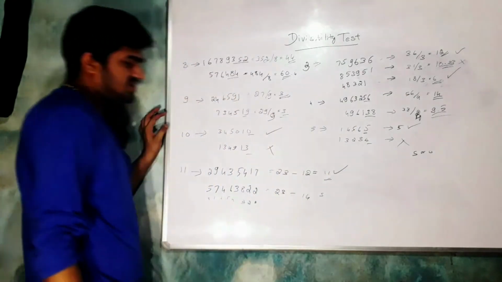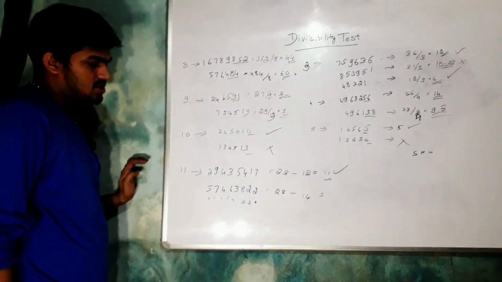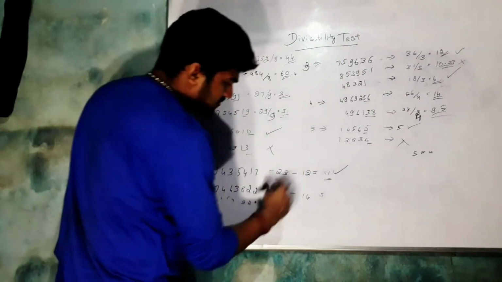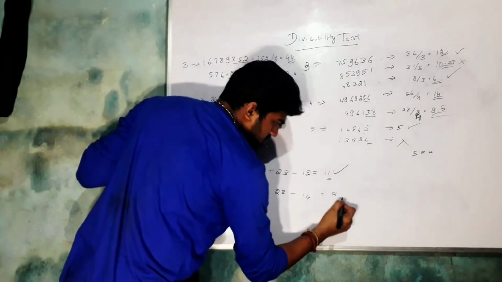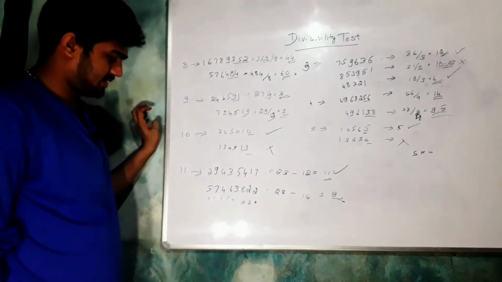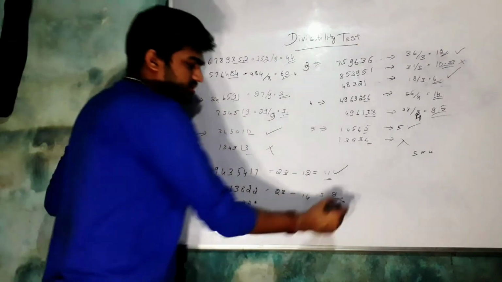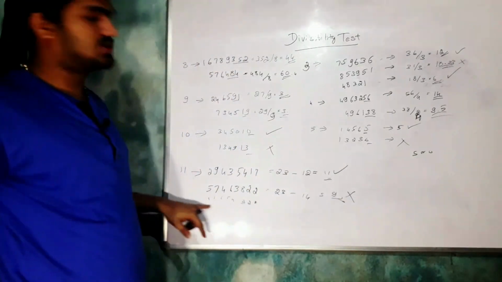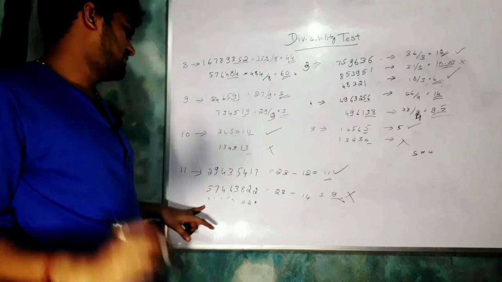What is the difference between these? 23 minus 14 is 9. So is it divisible by 11? Definitely not. So this whole number is not divisible by 11.